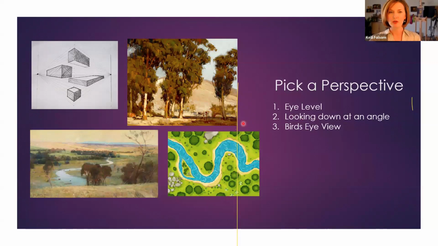Choice number 2 is looking down at an angle. Roughly, I'm not a mathematician, but it's probably like a 45-degree angle. You're looking down into space. This composition is all about the depth of space, as you can see here in this beautiful Arthur Streeton landscape. It's all about leading the eye from front to back, and sometimes even back to front. In landscape, it's definitely front to back. The third option is bird's eye view. This is not a painting, this is just a graphic.